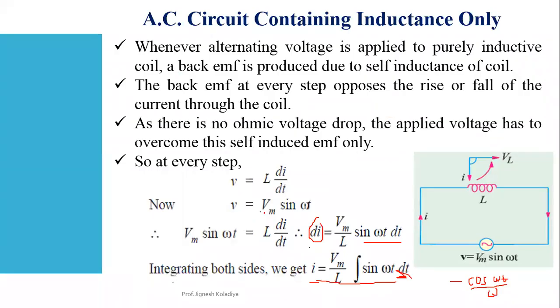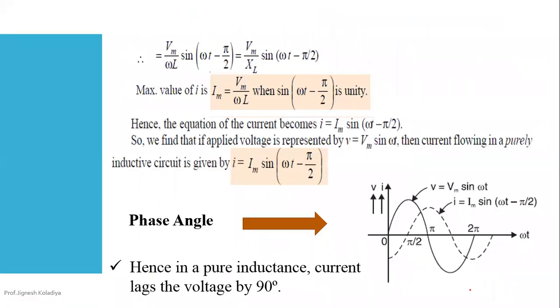But I have to compare my current with the voltage so that I can come to know whether any phase shift is there or not. And for that, both the equation voltage and current must be in the same form. But here you can see voltage is in the sine form and current we are getting in the cosine form. So convert this cosine into sine. So I can write it like this: Vm by omega L as it is into sine omega t minus pi by 2.